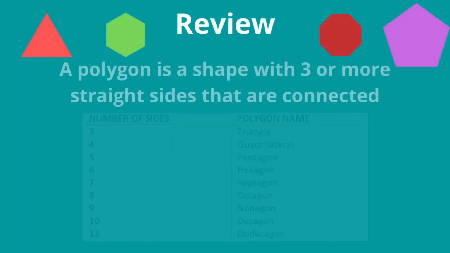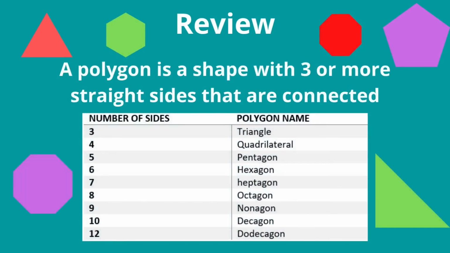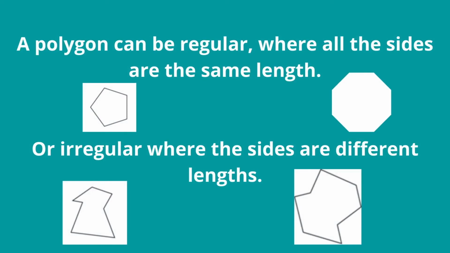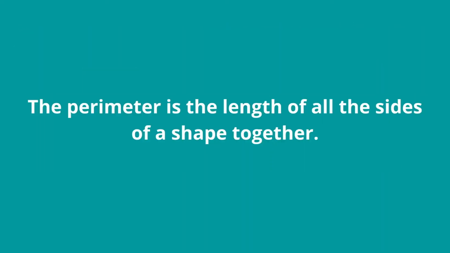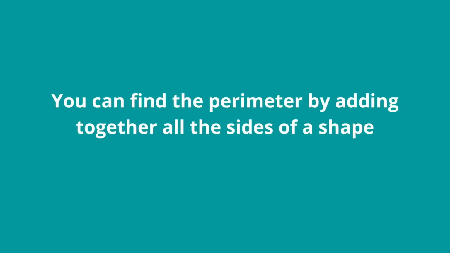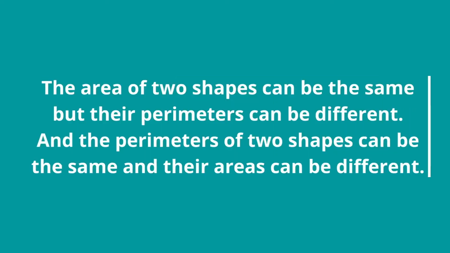To review what we have learned, a polygon is a shape with 3 or more straight sides that are connected. A polygon can be regular, where all the sides are the same length, or irregular, where all the sides are different lengths. The perimeter is the length of all the sides of a shape together. You can find the perimeter by adding together all the sides of a shape. The area of 2 shapes can be the same, but their perimeters can be different. Lastly, the perimeters of two shapes can be the same, and their areas can be different.